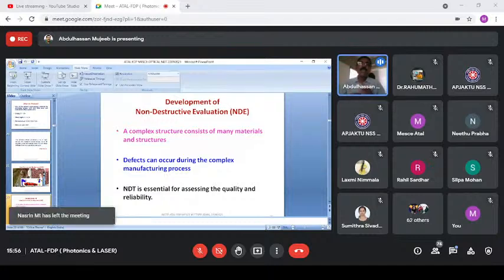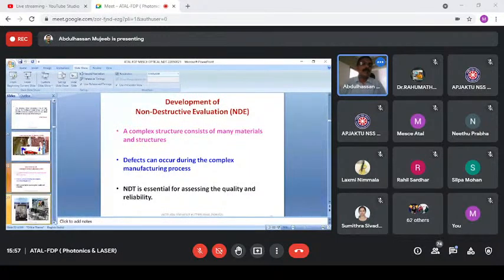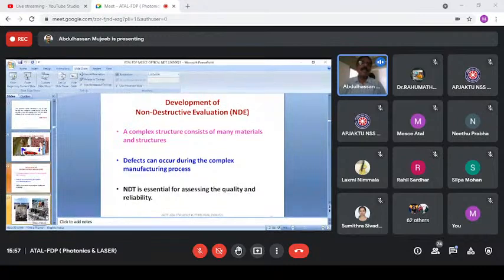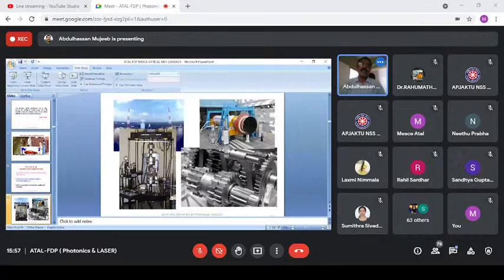So we require non-destructive testing, which is essential for assessing the quality and reliability. There may be cracks, voids, inhomogeneities, and many other faults in the manufacturing process. These are some of the sophisticated instruments. Thousands and thousands of crores of rupees are spent for such vehicles, so in space vehicle technology, we need very good non-destructive testing methods.